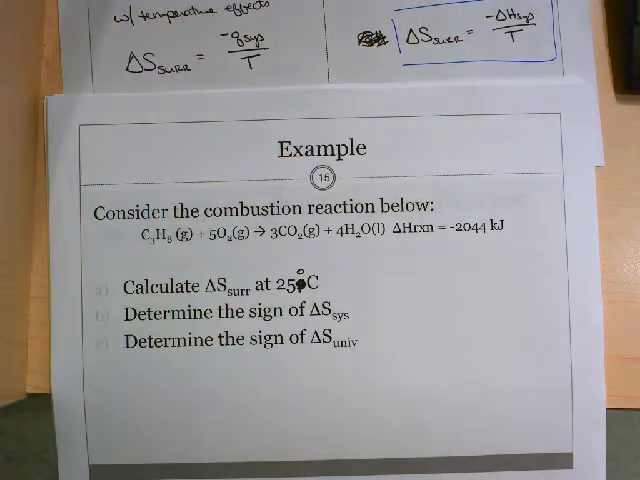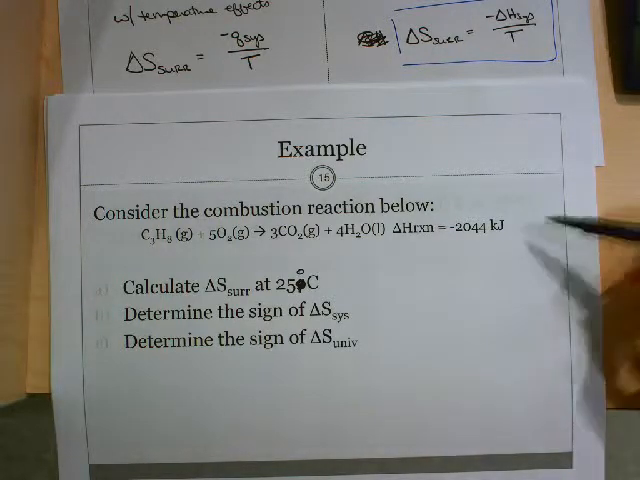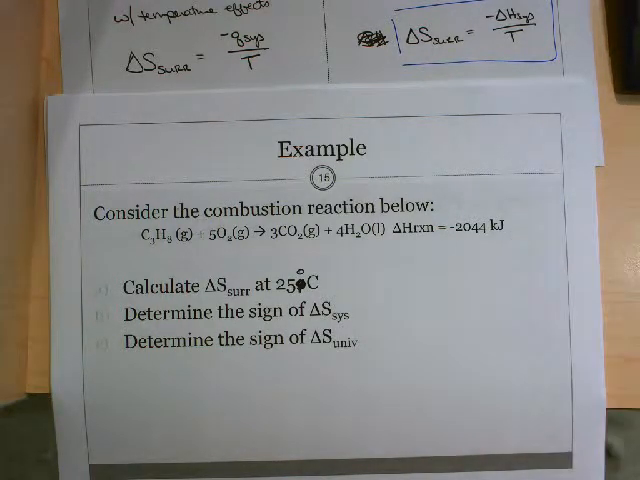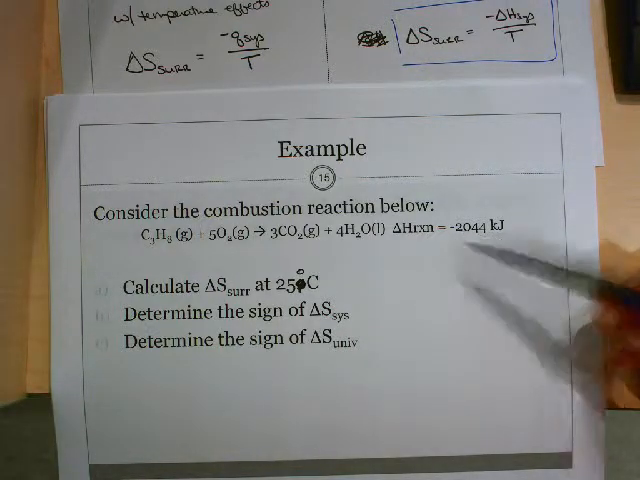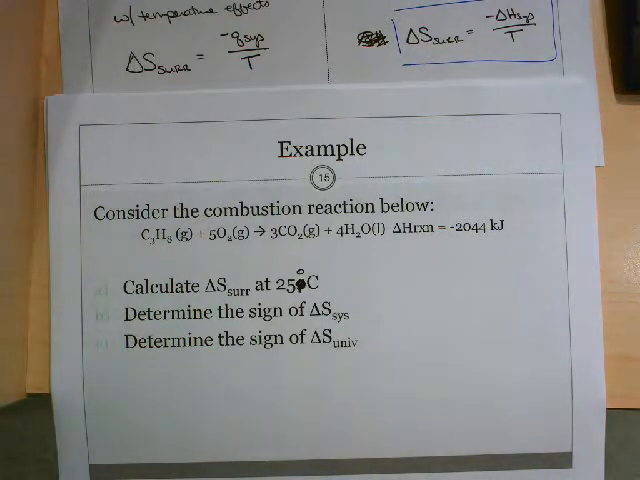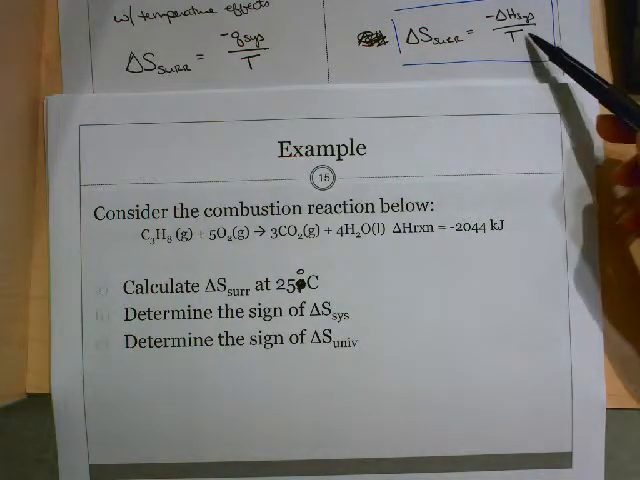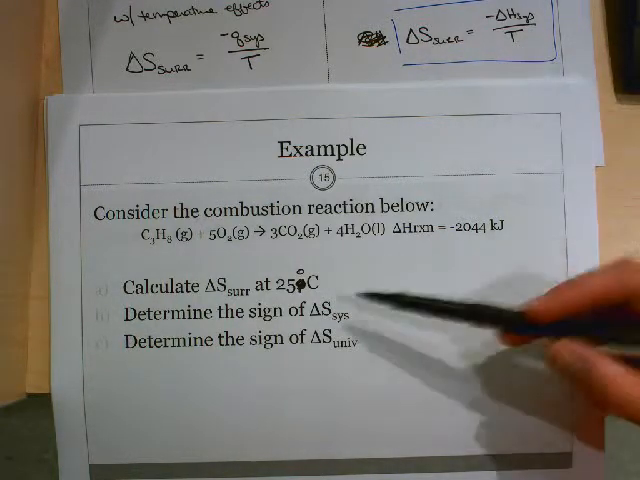Alright, so consider this combustion reaction below. I have propane and oxygen reacting together to make carbon dioxide and water, and you're given the delta H of the reaction. Is this delta H exothermic, endothermic, or you have no idea? Exothermic. How do you know it's exothermic? It has a negative sign. Okay, excellent.